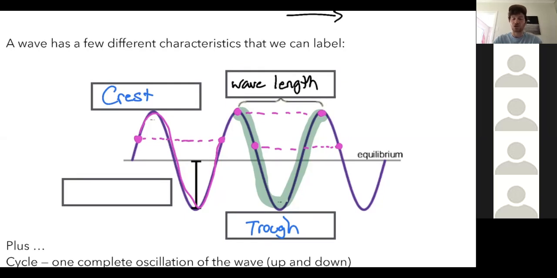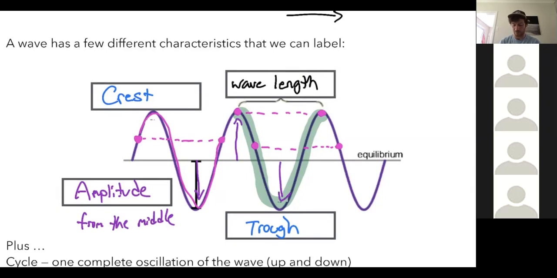The very last thing is called the amplitude, and the amplitude is how tall the waves are. How strong the waves are, essentially. The amplitude of the wave is always measured from the middle, or equilibrium. So this right here is our amplitude. We have another amplitude right here, right there, right there. It's not the full top to bottom, it's from the middle to the top. That is your amplitude.